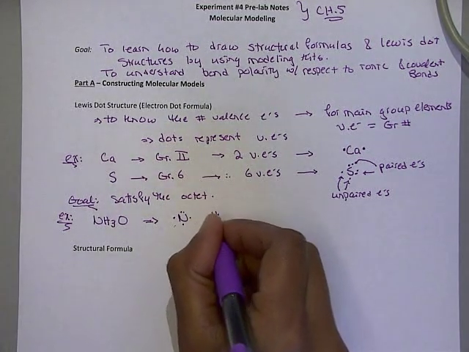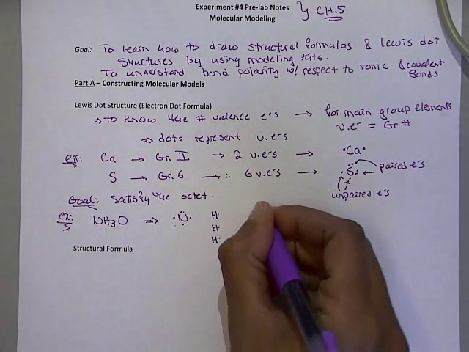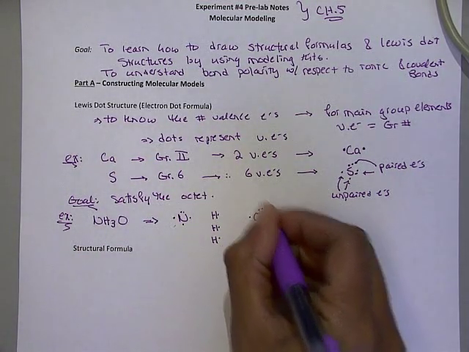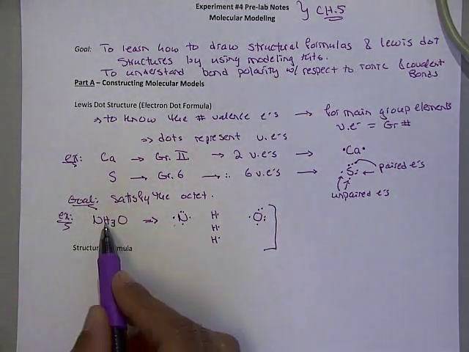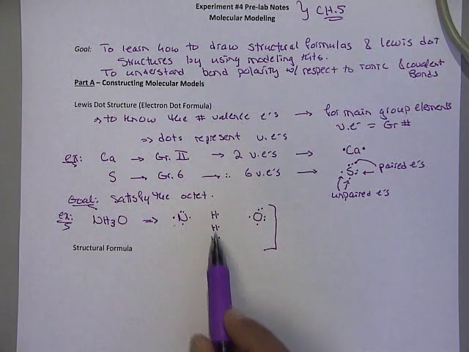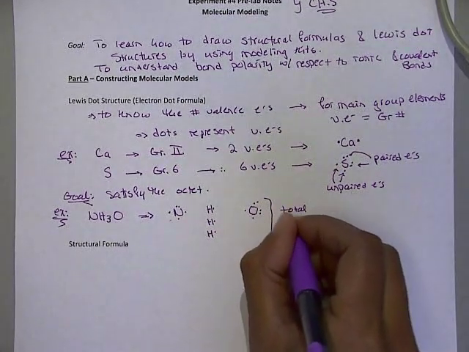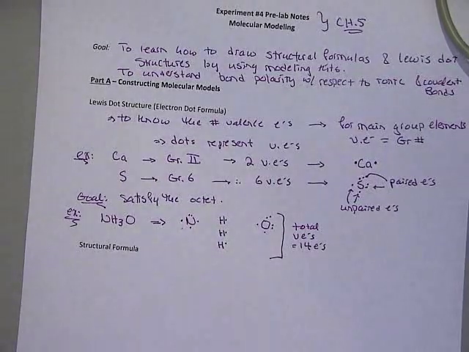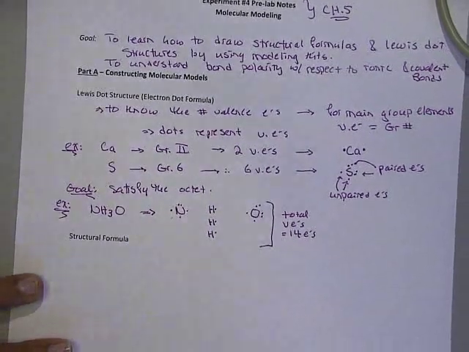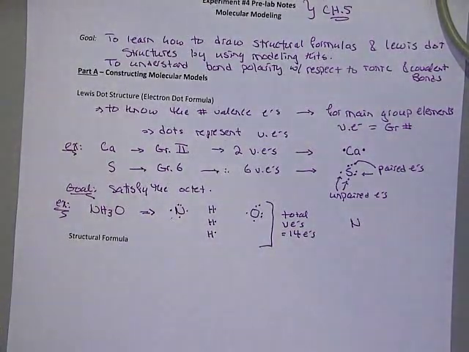Hydrogen's group 1, we have 3 hydrogen atoms in this compound, and oxygen is group 6, so again, we have 6 valence electrons here. The total number of valence electrons in this compound, you add each of the valence electrons, and you're going to find that your total valence electrons is equal to 14 electrons. So we'll go ahead and draw this. So always put the most electronegative atom in the center.